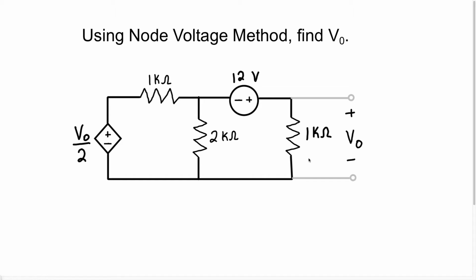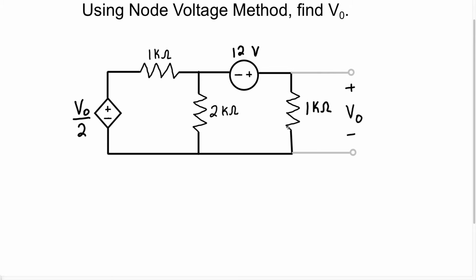In this video, we're going to use the node voltage method to find the voltage VO, which is the voltage across this 1K resistor, right? So when we look at this now, we know the first thing we're going to do is identify all of our essential nodes. So we know this is an essential node here.